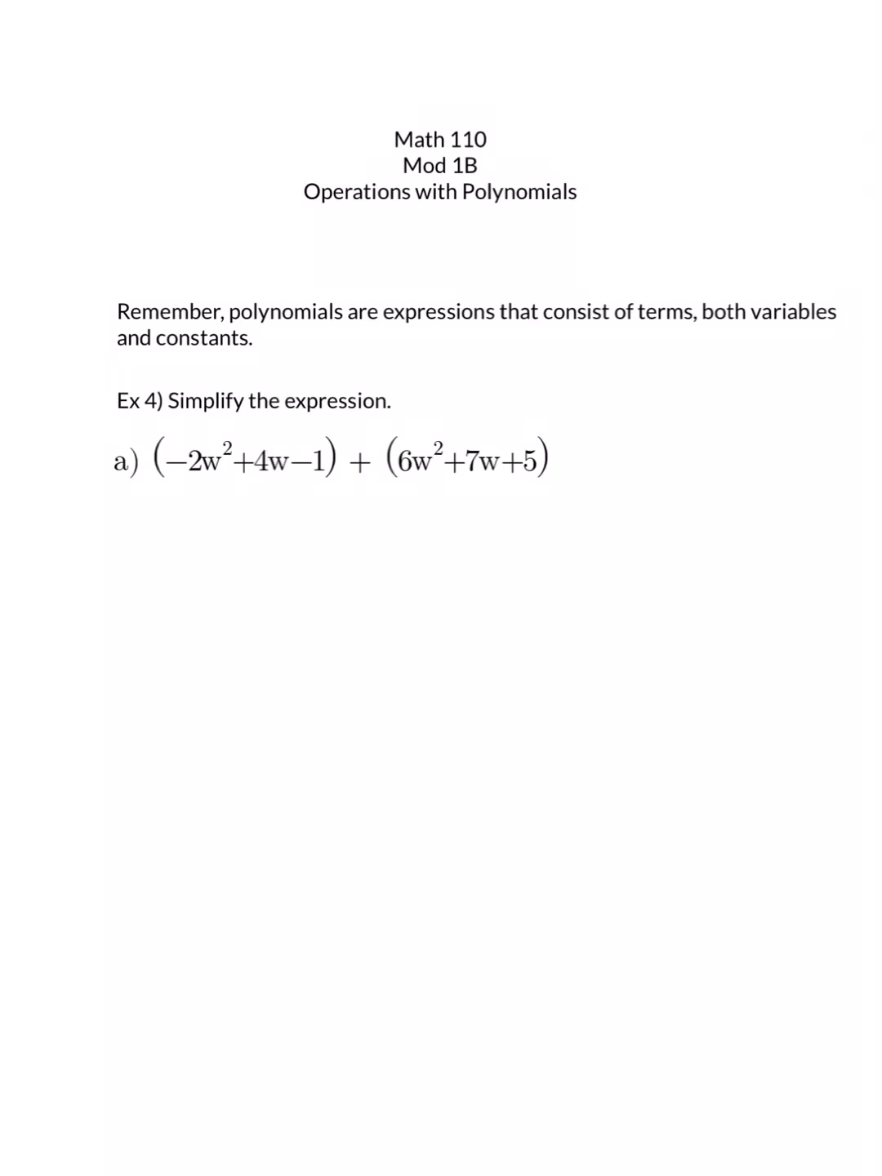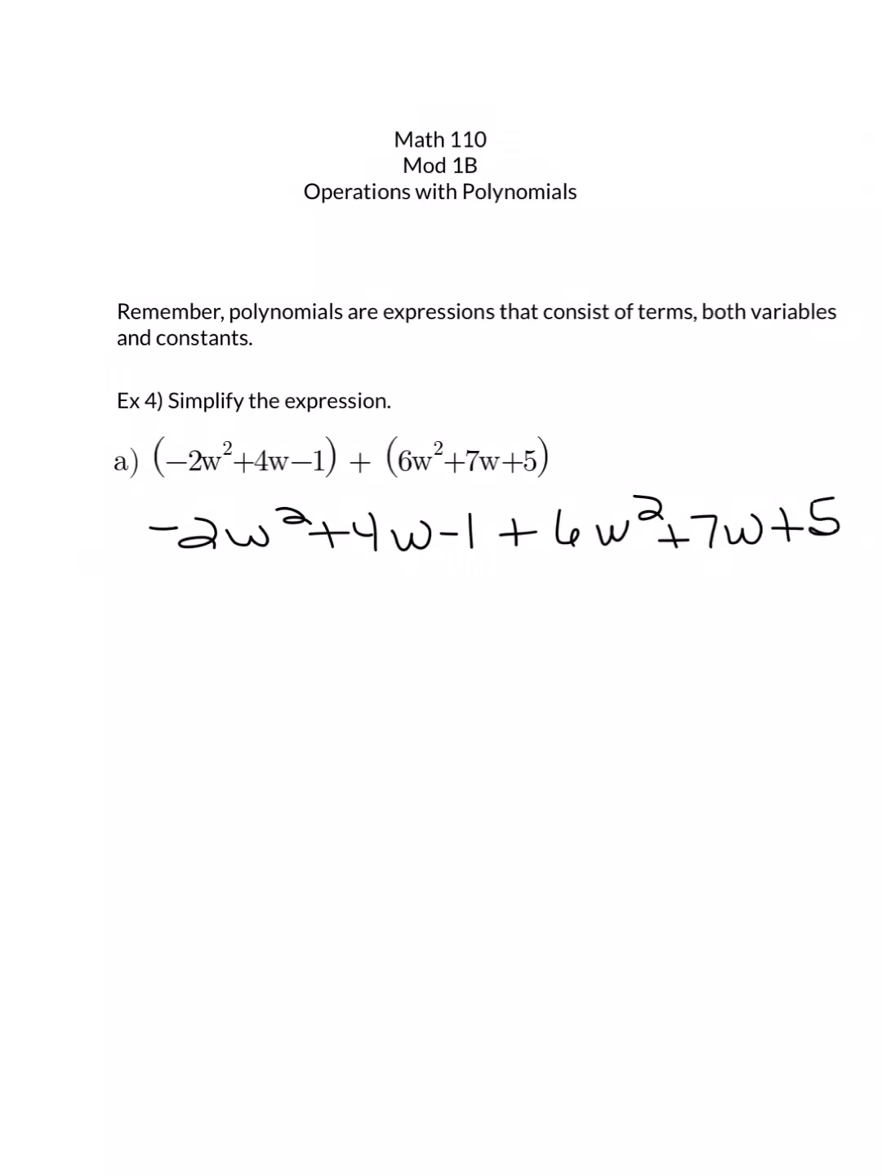In example 4, we are asked to simplify the expression that we are given. In A, we are given two polynomials that are being added together. When you have a plus sign outside a set of parentheses, there is no effect on the items within the parentheses. So we could rewrite this entire expression without parentheses by saying negative 2w squared plus 4w minus 1 plus 6w squared plus 7w plus 5.